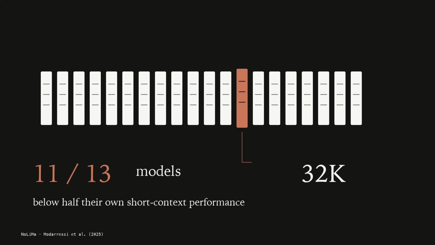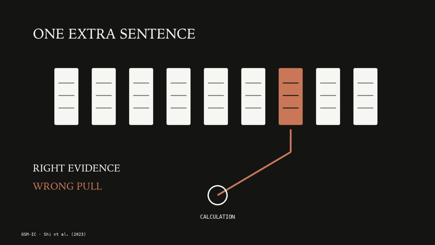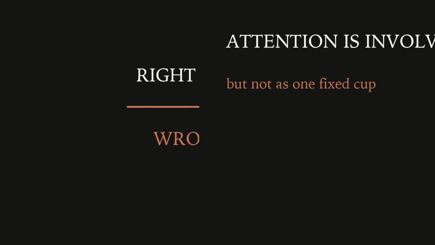And sometimes, the extra text does not need to be long. It just needs to be tempting. In another experiment, researchers used grade school maths problems. The original problem stayed intact, but they added an irrelevant sentence, often with another number that sounded as though it might matter. Accuracy dropped, and models sometimes used the irrelevant number in their calculation. So the model has to find the right evidence without being pulled towards the wrong one.